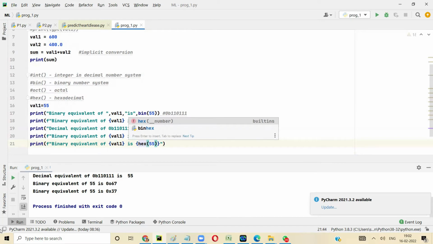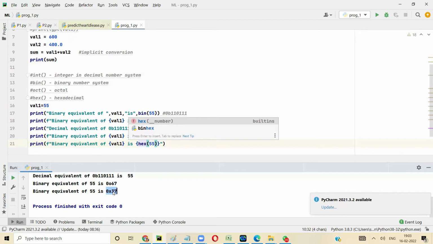What is this? So this is not octal, this is a hex value. 0x is for hexadecimal. Okay, so we represent 0o for octal and 0x for hexadecimal. So 37 in hexa is the same as 55 in decimal number system.